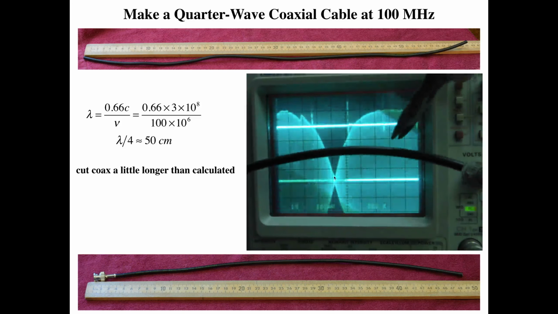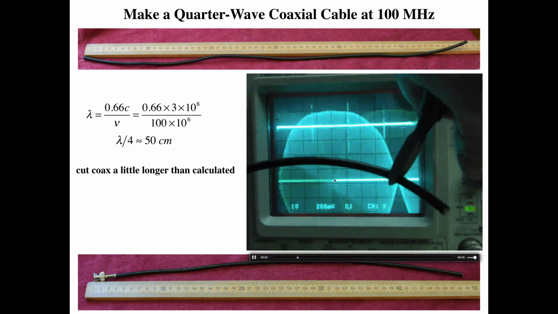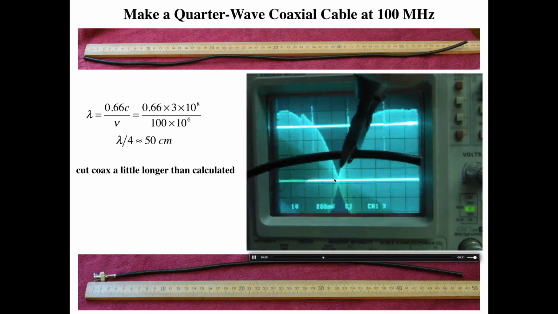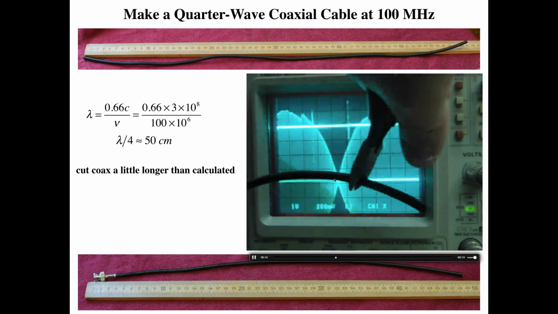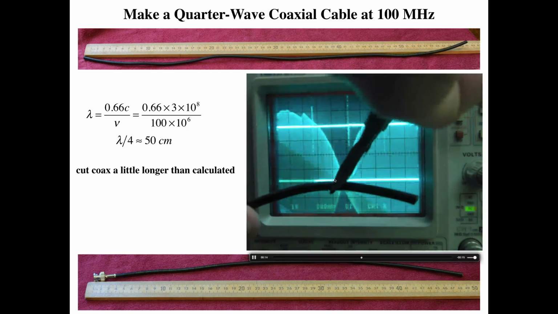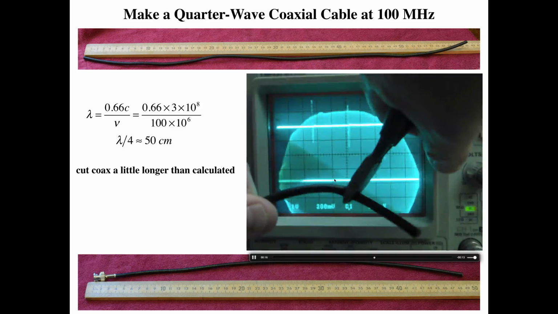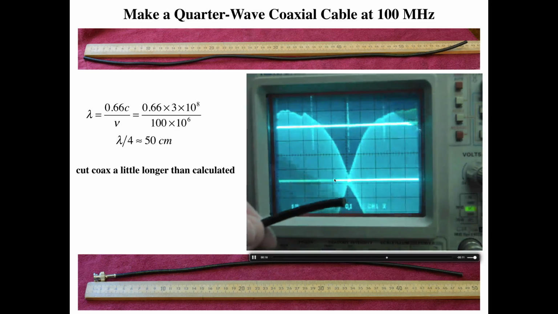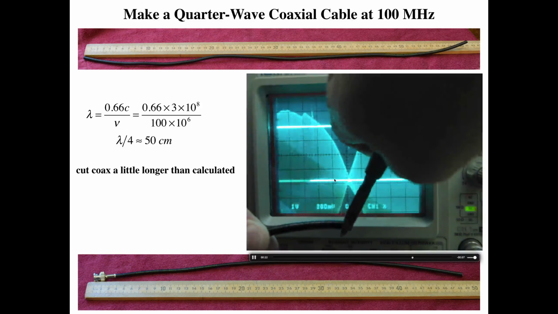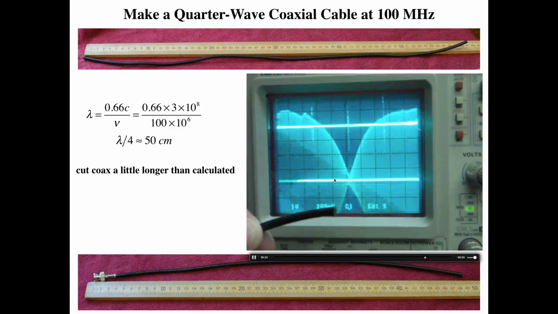Okay, so here we are. We're starting to cut. Now you see the dip moved. Cut some more, and you'll see the dip moves closer to the 100 megahertz marker. Cut a little bit more, and the dip moves closer again. All right, that's pretty good. Maybe I'll get excited and do it one more time, and click it again, and again. So that's about 100 megahertz.